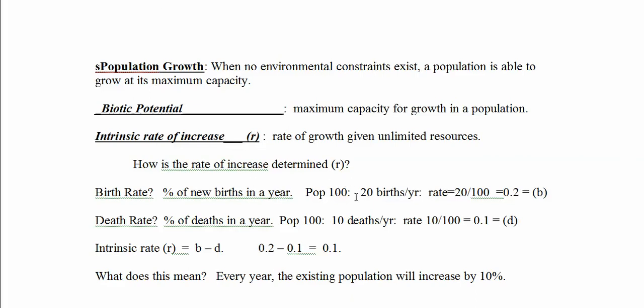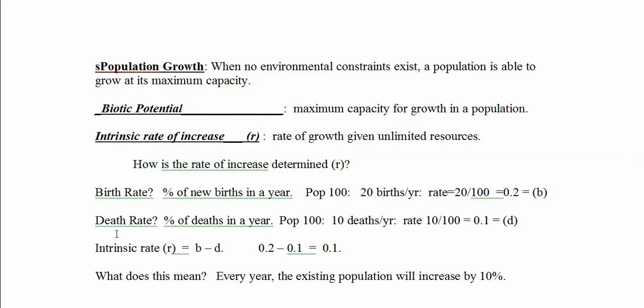So how do you determine the rate of increase? It's very, very simple. First, you got to figure out the birth rate. So that's the percentage of new births in a year. So if you have a population of 100 and 20 babies are born that year, the rate is simply 20 births per 100 individuals, which gives you a rate of 0.2, or little b.